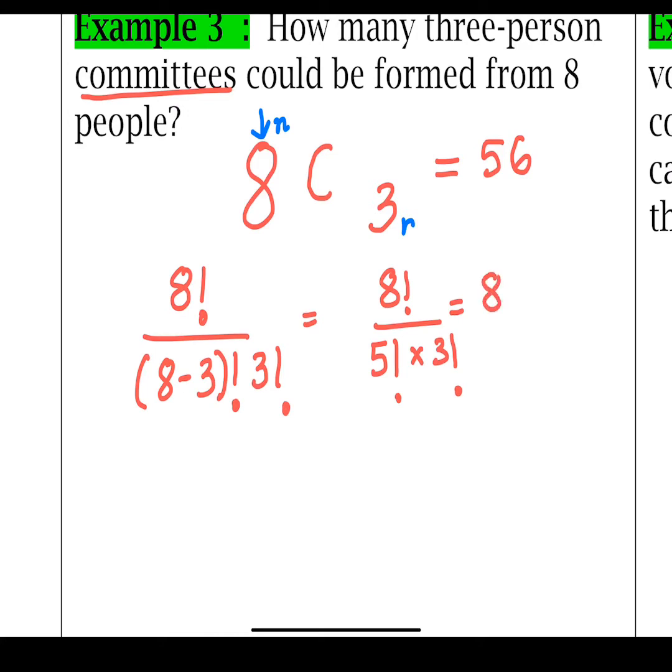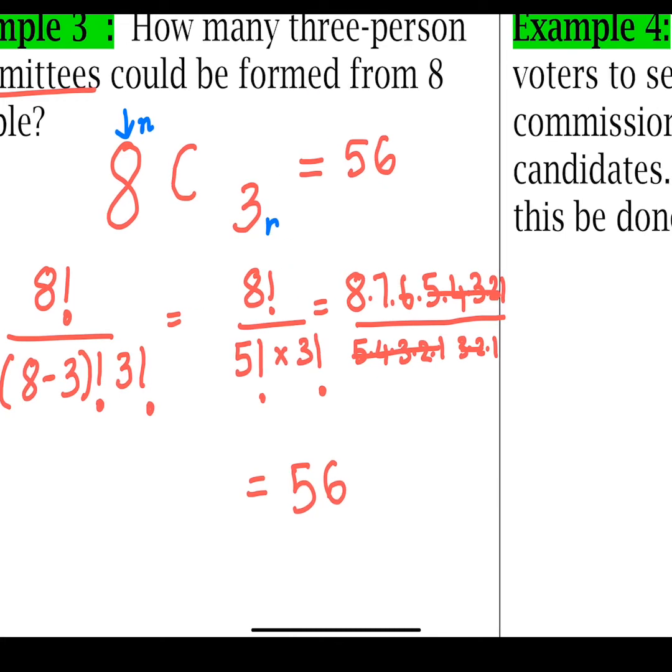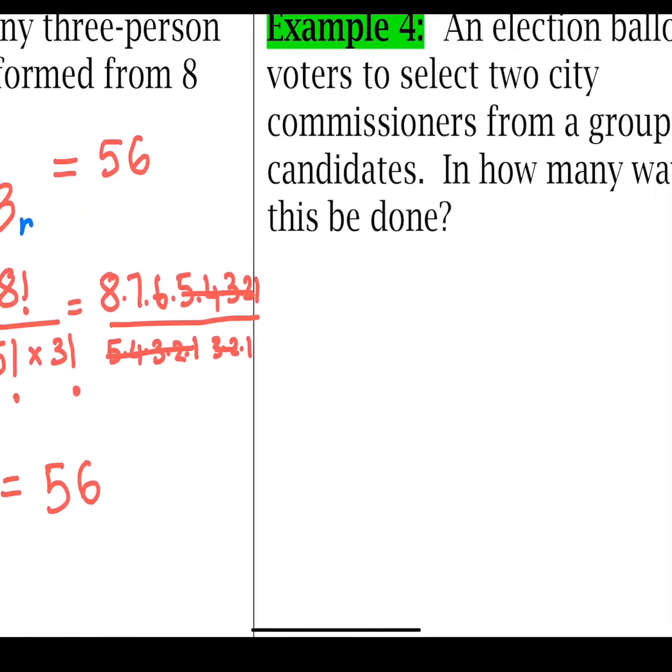Remember, you all don't have to do this. 8 times 7 times 6 times 5 times 4, 3, 2, 1, divided by 5 factorial, which is 5, 4, 3, 2, 1, and 3 factorial, which is 3, 2, 1. So the 5, 4, 3, 2, 1 cancel, and I will end up with 56. I don't want you all to do this manually. I want you all to plug it into your Desmos. Okay? All right, let's try the next one.